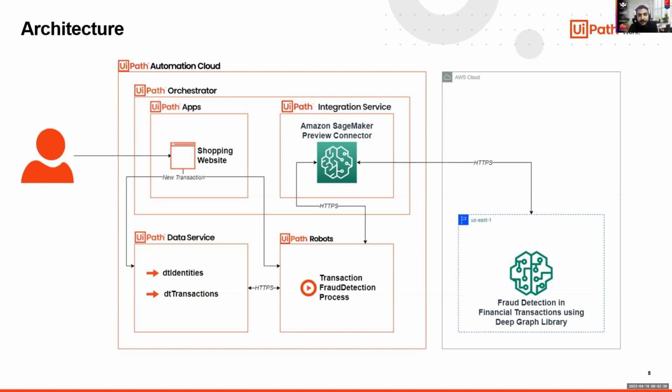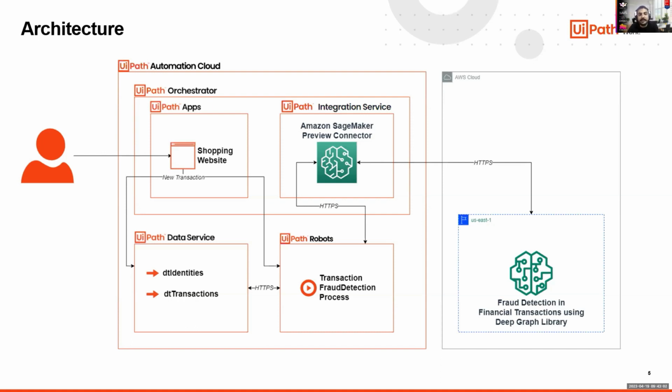After the robot processes the data to a desirable state, we are going to run it through a fraud detection machine learning model that Humberto is going to talk more about soon. To connect and send the data to our model that is hosted on AWS, we are going to use the SageMaker connector from UiPath Integration Service. It adds an activity on UiPath Studio, so we can seamlessly integrate it with our code.